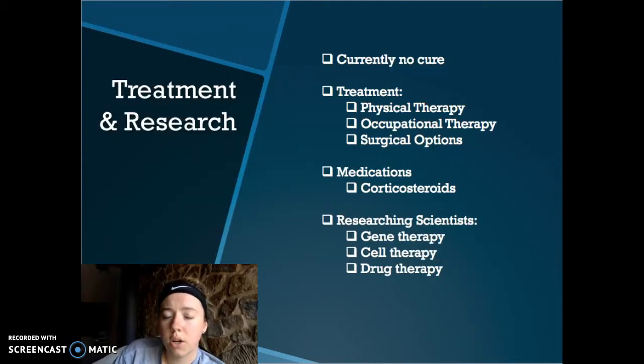Moving on. Currently, there's no cure for DMD, unfortunately, but there are a lot of treatments that have been proven to be helpful in slowing the progression of muscular dystrophy. So physical therapy, occupational therapy, and some surgical options, which just help to keep the individual active and prevent the muscles from getting tight and joints becoming stiff.